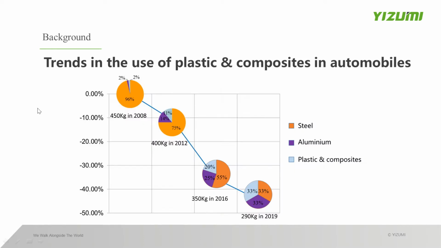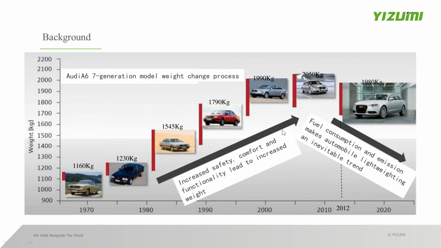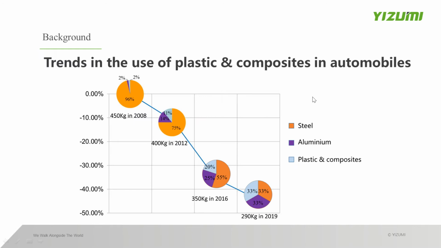Also, we can see the trends in the use of plastic or composite in automobiles. Here you see we want to decrease the weight, but for safety, comfort, and function, we can't delete them. We need to retain these requirements, but we need lightweight. What we can do is change the material.